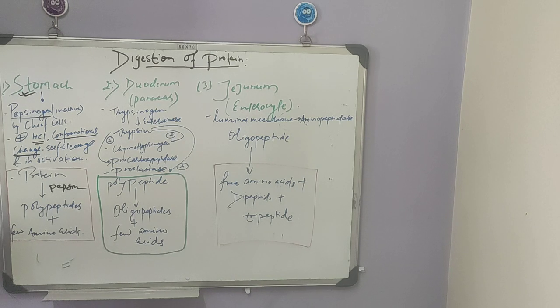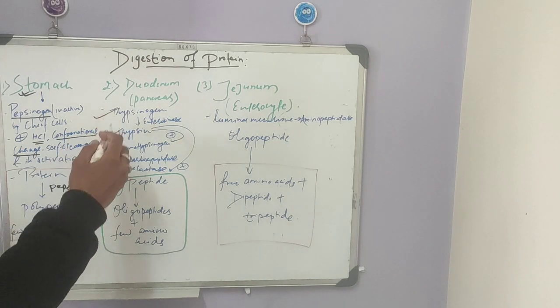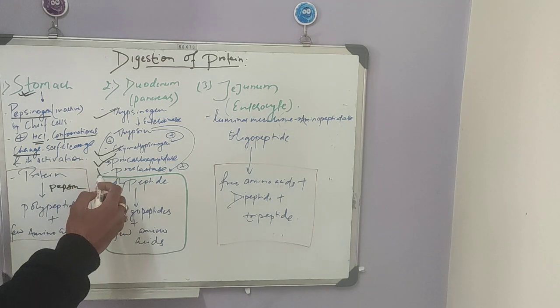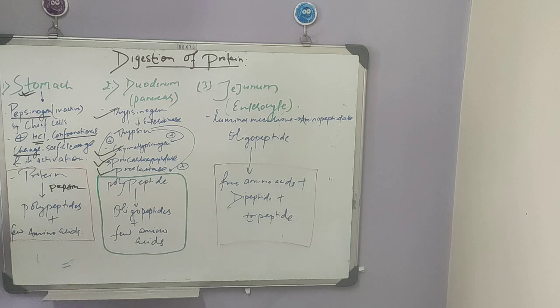Proteolytic enzymes present in pancreatic secretion are trypsinogen, chymotrypsinogen, procarboxypeptidase, and proelastase. First of all, these are all in inactive form. They need to be activated to act on protein.